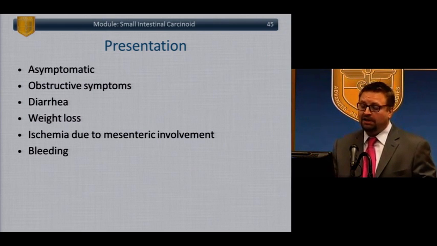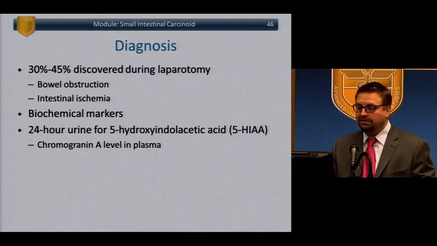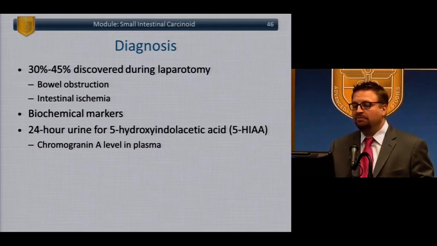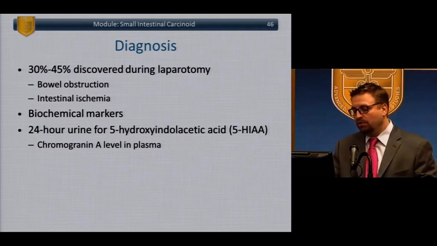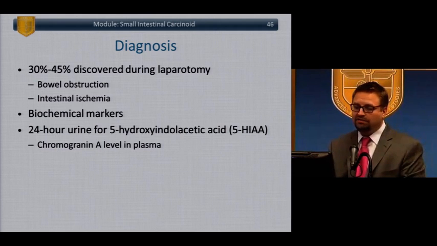Because they can be metabolically active, they can cause diarrhea and weight loss. They can sometimes cause ischemia if they're invading into the mesentery, and they can bleed. As they grow in the wall of the bowel, they basically erode the mucosa from underneath, from within the wall, and this can cause bleeding into the GI tract. Many of these are going to be discovered only during laparotomy for other reasons, and sometimes if they're small, will require an operation to locate them.